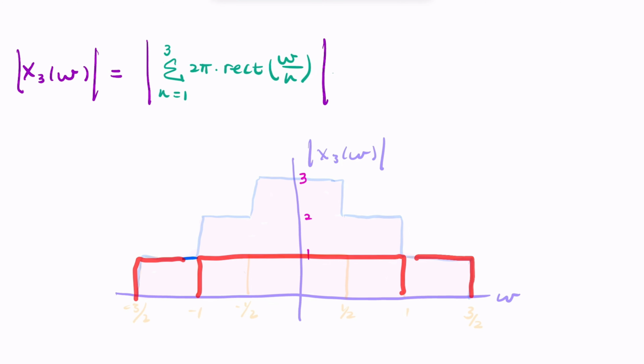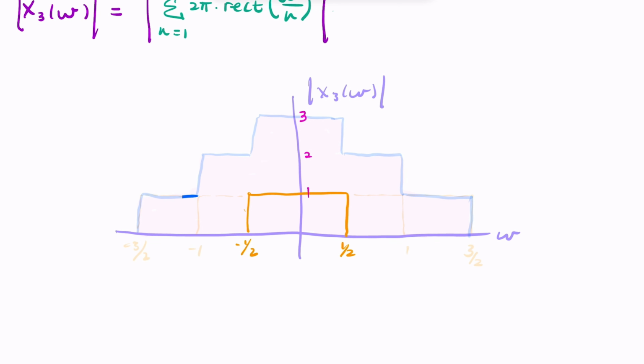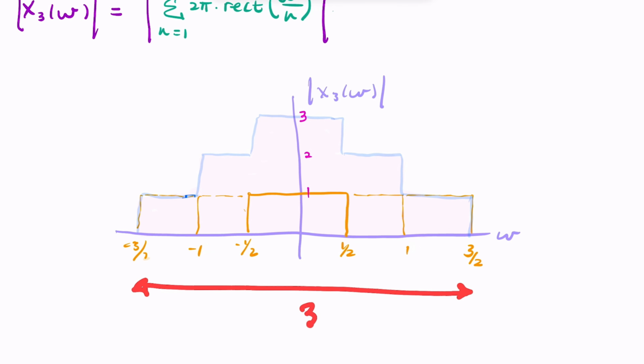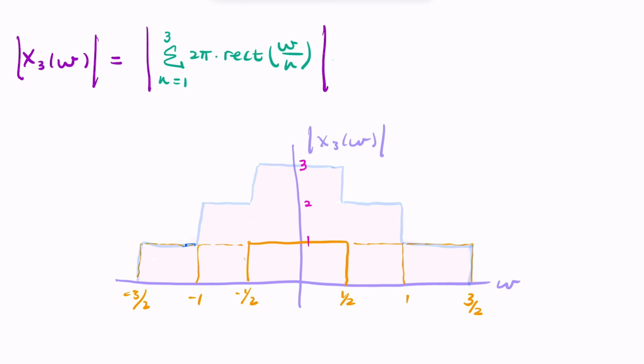So the first would have a width of 1, from negative 1/2 to 1/2. The second would have a width of 2, from negative 1 to 1. And the third would have a width of 3, from negative 3 over 2 to 3 over 2. And when you add those together, you end up with something that looks a little bit like this. Let me try to sketch this.